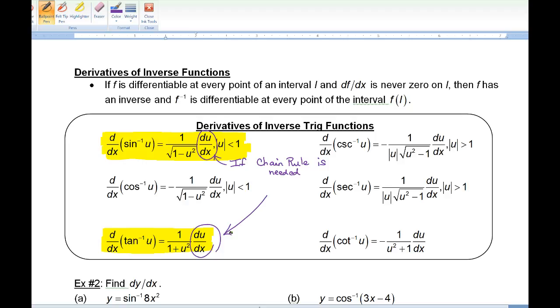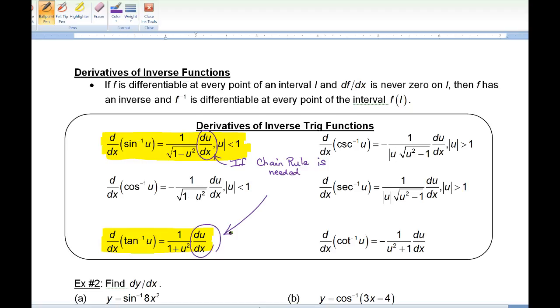So we're going to need to memorize all this for the test also. These two. This just looks so scary, but it's not. Once you get a little practice with these, they're not that bad. All of them use the chain rule if needed.